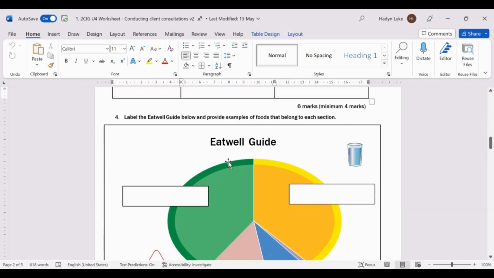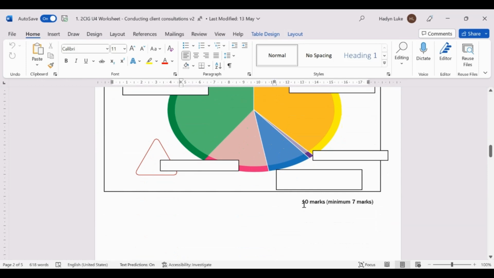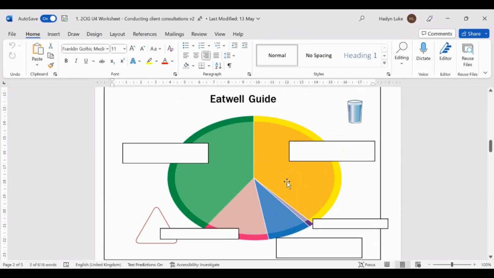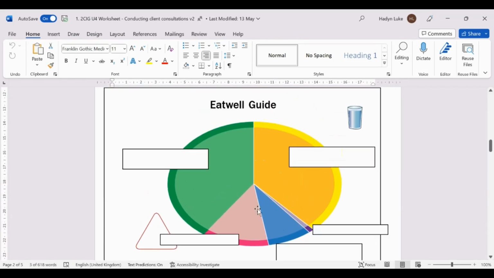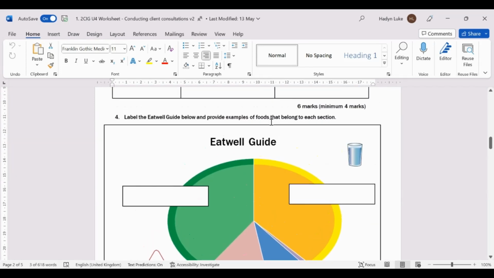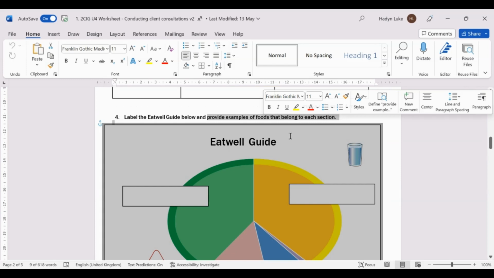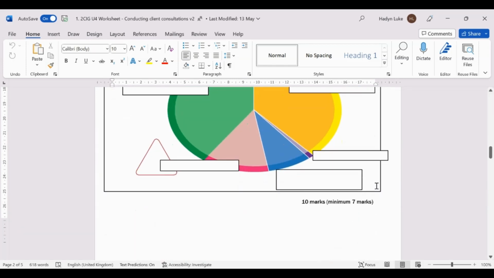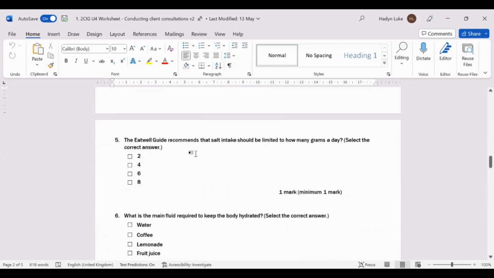This question, you need to label the Eatwell guide and provide examples of foods that belong to each section. So please note there's 10 marks for this, but there's only 5 boxes. So if you only label the sections, that isn't enough. You need to label the sections and provide examples of foods that belong in that section. So make sure you get at least 7 out of 10.